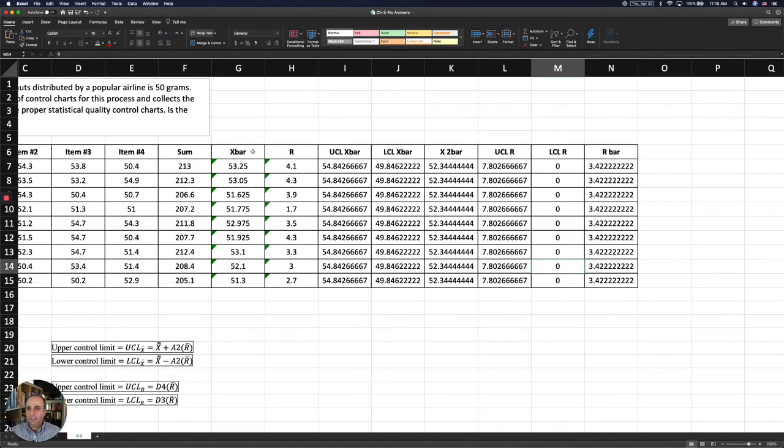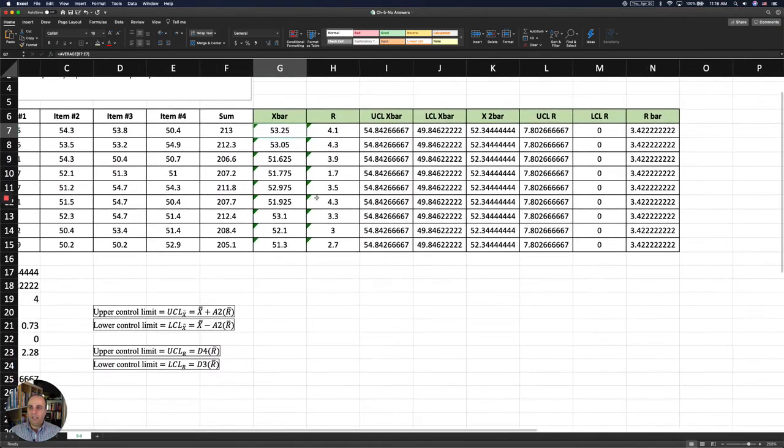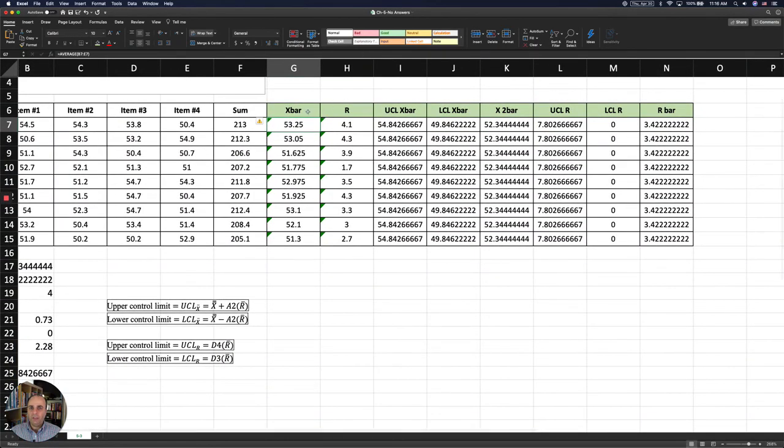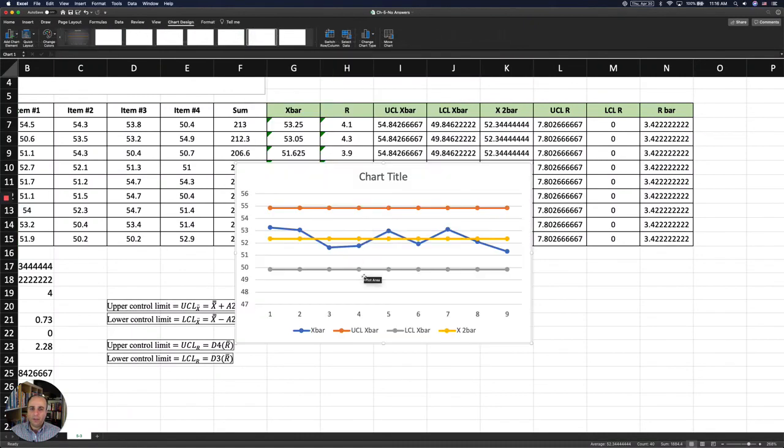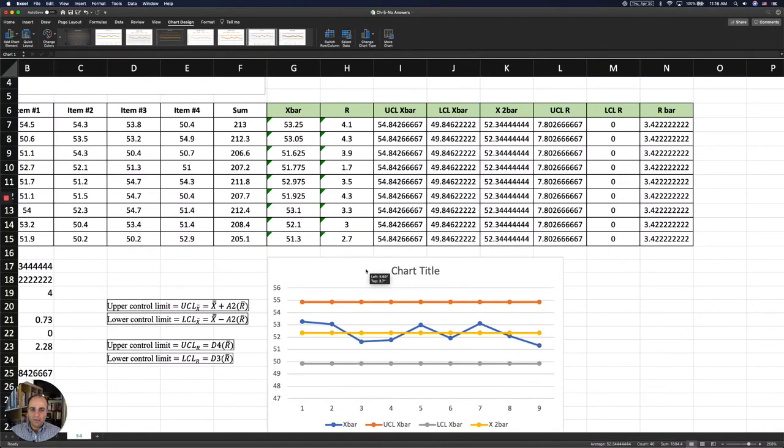Okay. So these are the values that I calculated. Let me change the color so we know what values have been calculated and what values were provided to us. First, let's build the X bar chart. These are the X bar values, and these three columns are the three lines. So remember again, for non-adjacent cells, you need to hold down Command, or if you're using a PC, hold down Control, select the X bar column, and three columns for UCL, LCL, and X double bar. I go again to Insert, Line Chart, and select the line with markers. That's going to be my X bar chart.